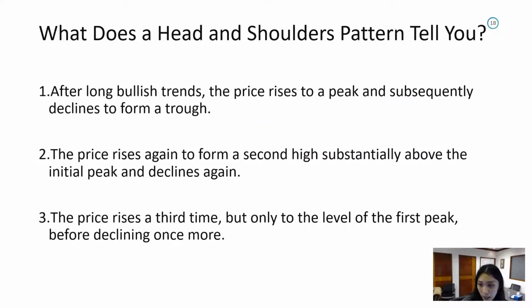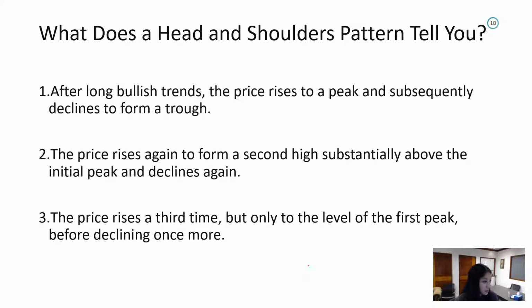So what does a head and shoulders pattern tell you? After a long bullish trend, the price rises to a peak and subsequently declines. The price rises again to form a second high, substantially above the initial peak, and declines again, as I mentioned earlier. So the price rises a third time, which forms the second shoulder.